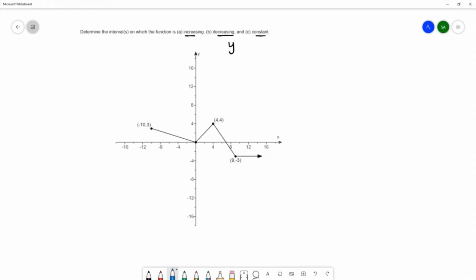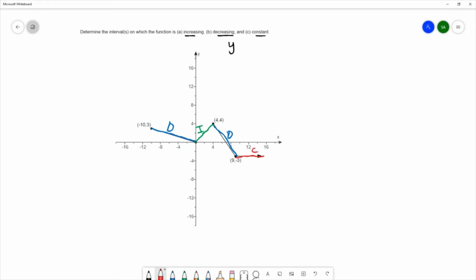So I'd like to take a moment and label these different sections. So this section is decreasing, as well as this section here. I'll label that with a D for decreasing. And this section is increasing. I'll label that with I. And this section is constant.